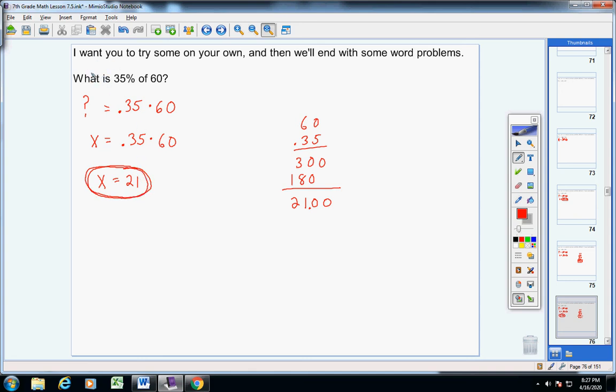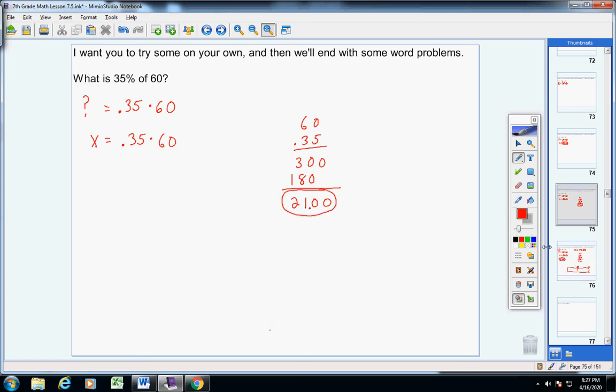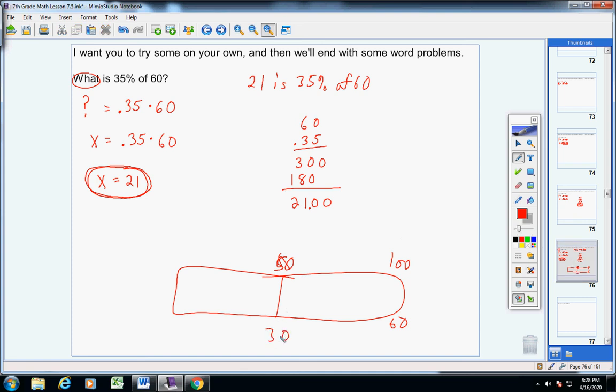So right here where the what is, I'm going to put 21. So 21 is 35% out of 60. So if I were to draw my box, that 100% would be 60. Half of that, 50%, would be 30. So 25% is here, which I put 15 here. So 35% is about right here, which I put 21 about right here. And that looks about right: 0, 15, 21. So you didn't have to do that, but this is what you should have got for your answer.